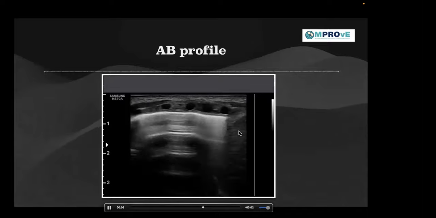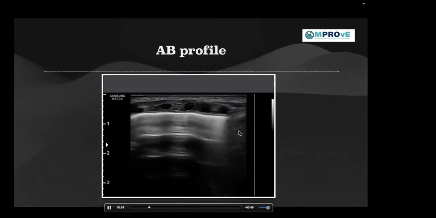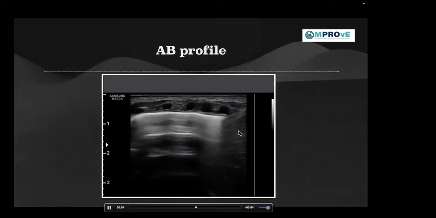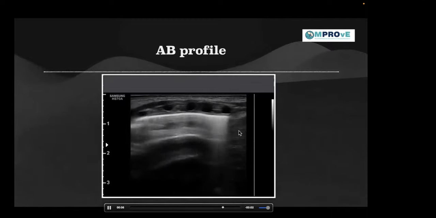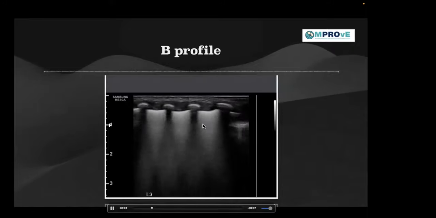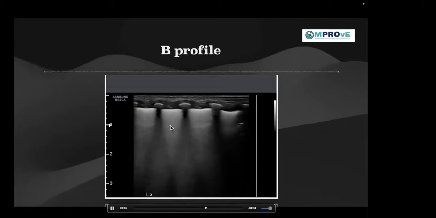Where do we see it? In a lot of conditions, like baby getting worse or baby getting better. You can see transition from B to A, and in between you will see AB profile, or baby getting worse, transitioning from A to B, and in between you will get this AB profile. B profile, all compact B lines or coalesced B lines. Think of it as a white out chest X-ray.